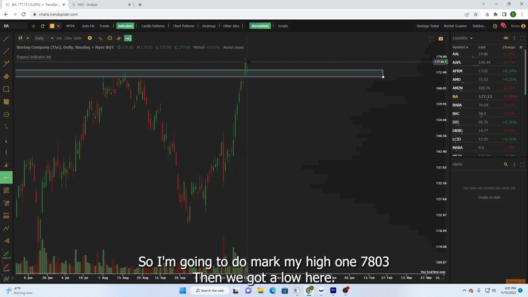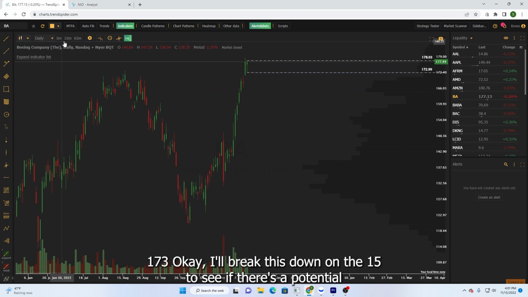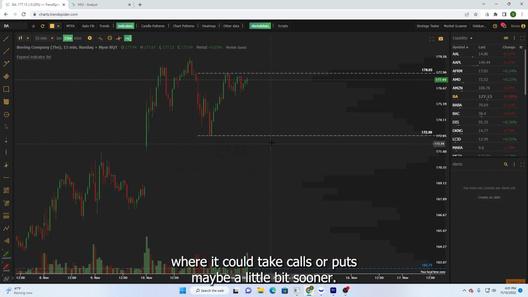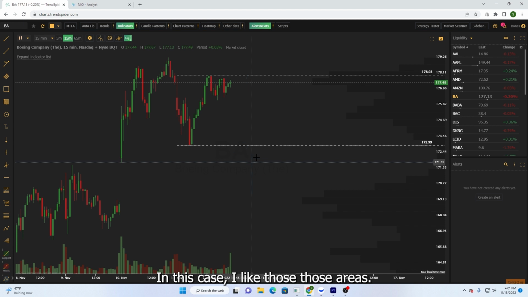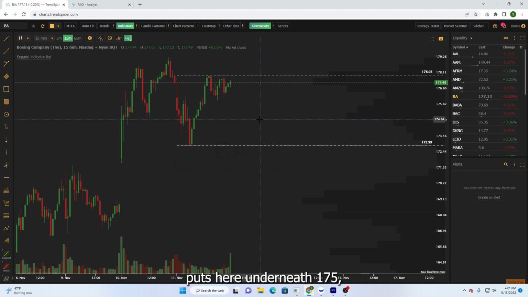So what I'm gonna do, mark my high, 178.03. Then we got our low here, 173. Okay, I'm gonna break this down on the 15 to see if there's a potential where I could take calls or puts maybe a little bit sooner. In this case, I like those areas. It's a pretty wide range, and I would think about possibly taking puts here underneath 175.